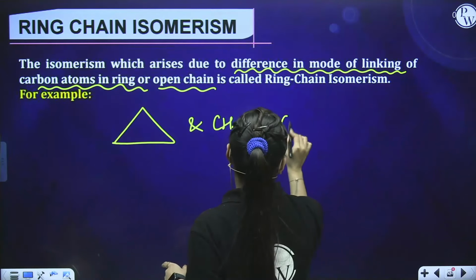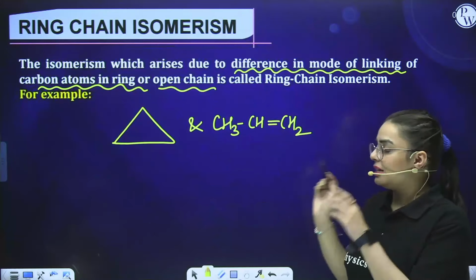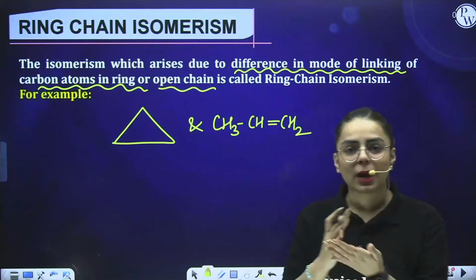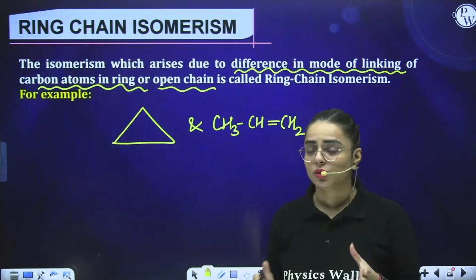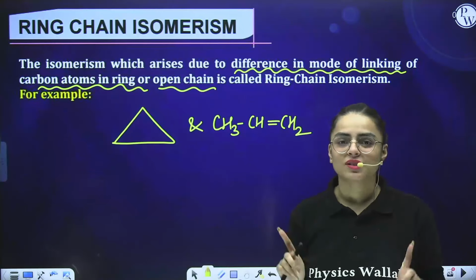It is like this. Now it is correct. See, you see degree of unsaturation. What do you mean by degree of unsaturation? Number of pi bonds or rings present in a compound. So here one ring is present, here one double bond is present. Both of these have degree of unsaturation as 1.